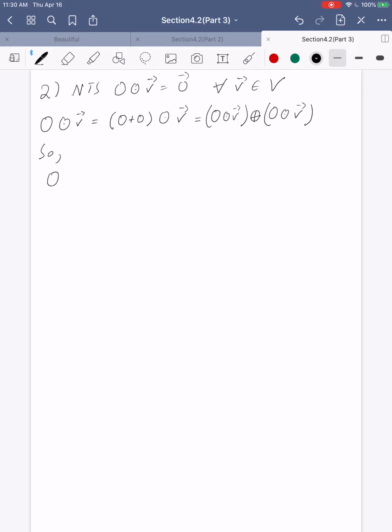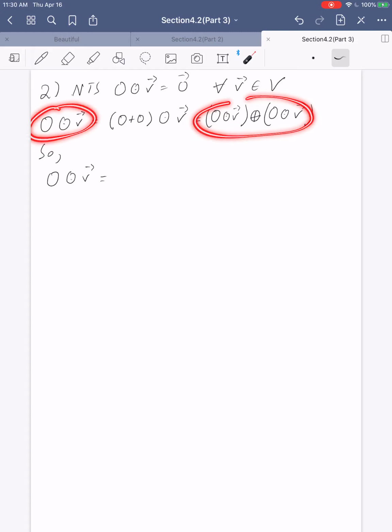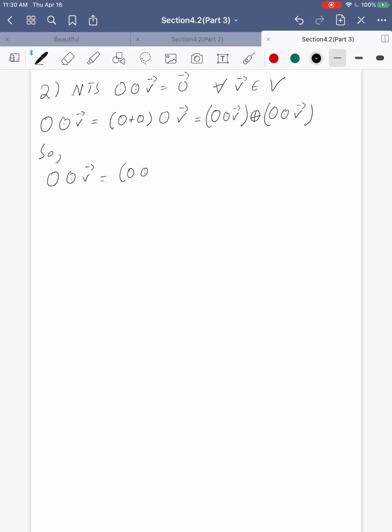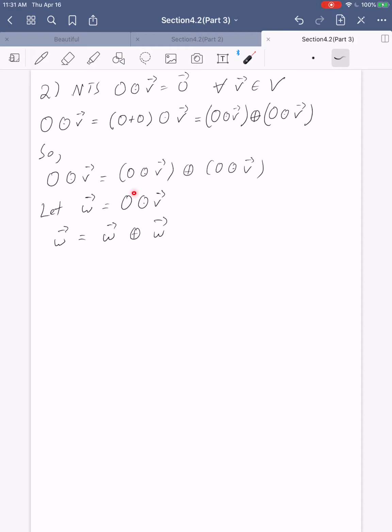So this tells us that, if we just look at the two ends here, this must equal this guy. Okay, now this is a little messy, so let's do a little trick here. Let's let W equal this thing here to clean this up a little bit. So this would become W equals W plus W. Okay, now remember this thing here is a vector. This W is a vector.